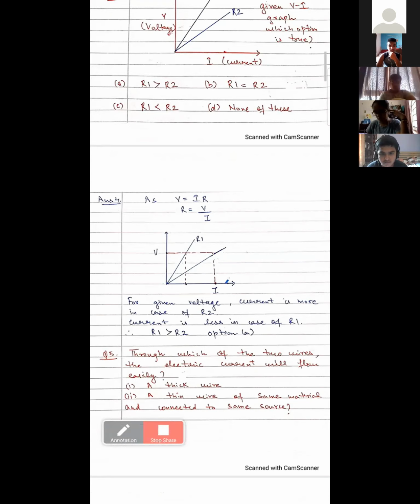From Ohm's law, I know R is equal to V by I, so it is inversely proportional to current. That means if more current is there, less resistance; if less current is there, more resistance. I fix the value of V here. For a fixed value of V, I'm getting different values of I, more for R2, less for R1. That's why R1 is more than R2.